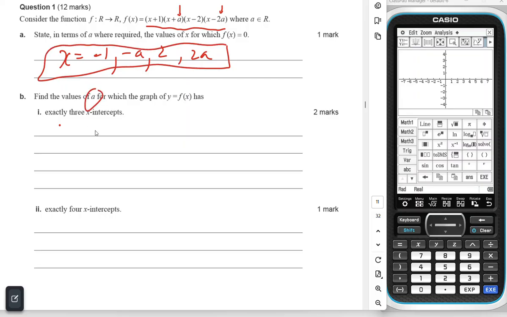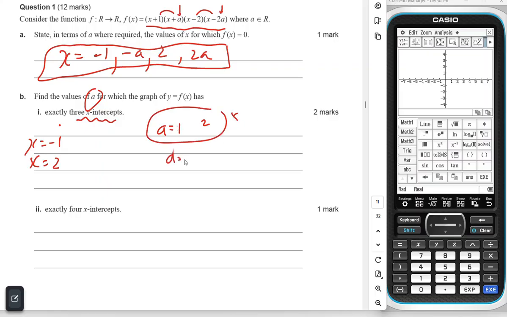Find the values of A, so it's plural, where f(x) has exactly 3 x-intercepts. Well, we've got to have x equals -1 and we have to have x equals 2. So I'm looking for another one. Another one can happen if A equaled 1, that would give me that being the same, and that would give me 2. So A can't equal 1.